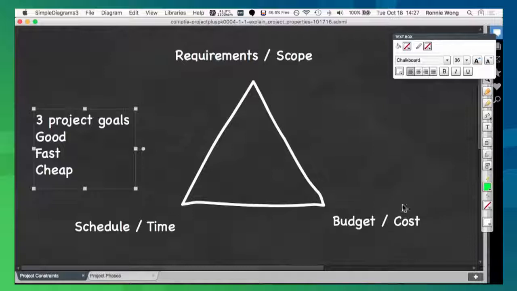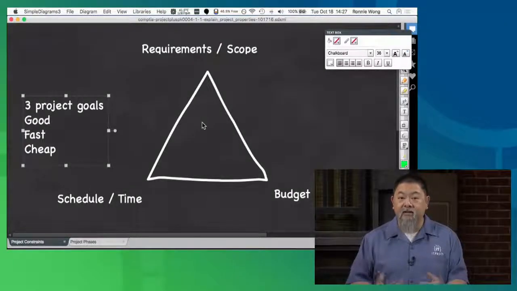If I'm only worried about cost, well, that means what? Time and scope are going to suffer when I focus on just one. Same thing as we focus on time, same thing as we focus on scope. We're not going to see all of it. And that's just the basics.